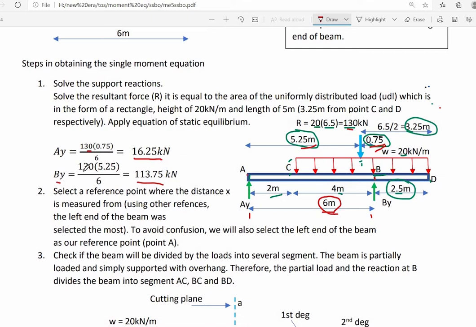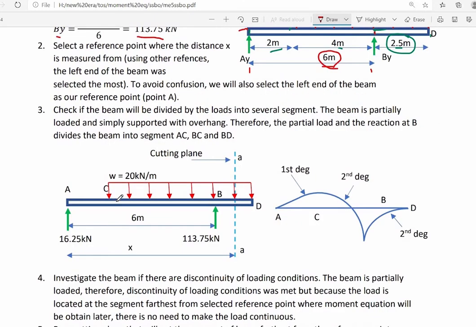We will find the segment which is farthest from our selected reference point at point A. But before we can do that, we have to count first how many segments the load divides the beam into. In our case, the beam is subjected to a uniform load, therefore the beam is divided by the load into several segments. The beam is also divided into several segments by the support reactions if one or more support reactions is not located at the extreme ends of the beam, that is at point A and point D of the beam. In our case, we have a support reaction located at point B and it is not located at the end of the beam at point D.